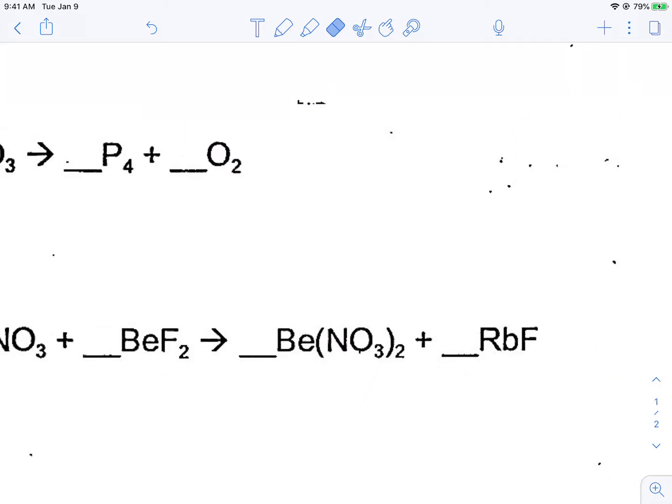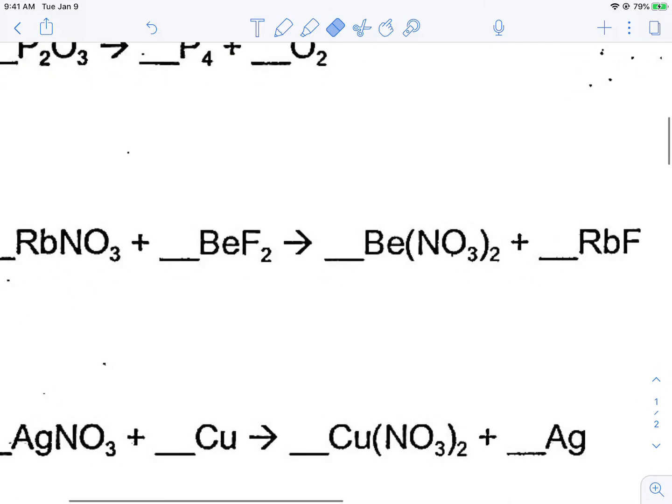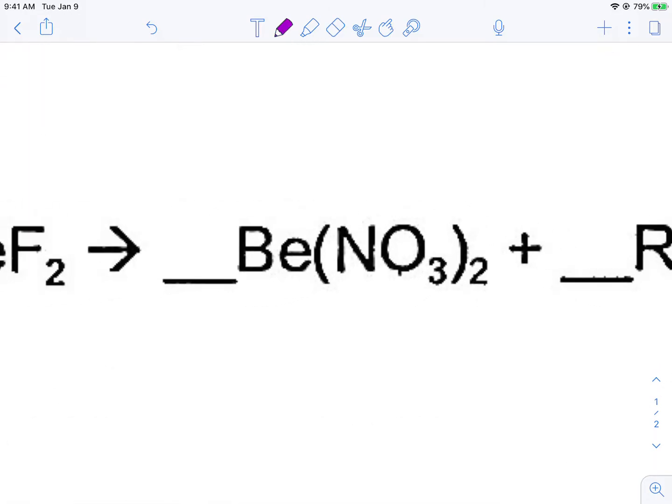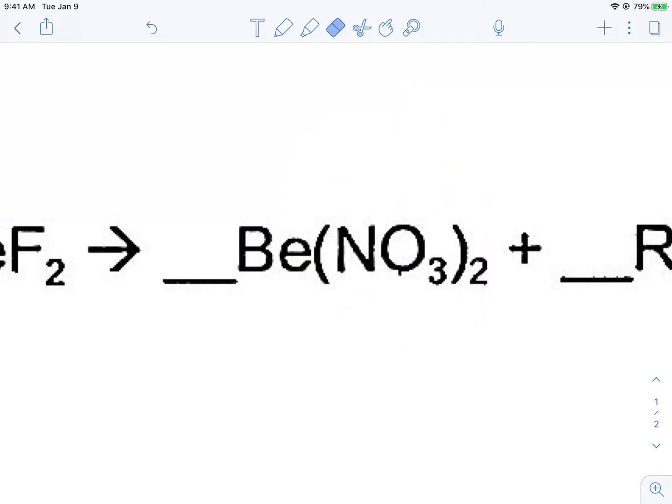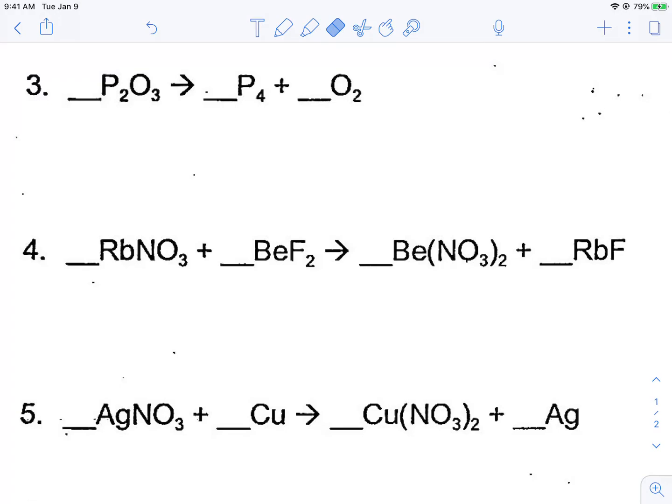So what do you do? Well, the first thing is when you encounter it, you're going to take any number outside of the parentheses and distribute it to each thing in the parentheses. So what this means here is that you have two N's and six O's. That's what that means. It's just written differently.